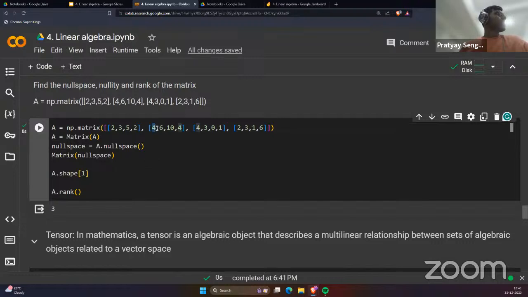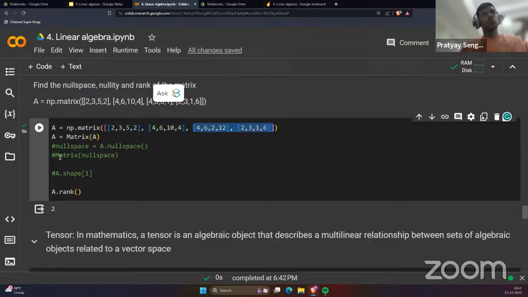If you had 4, 6, 10, 4, let's change this and try again. Let's say this could be 4, 6, 2, 12. So this is twice of this. Let's see one by one how all those things change. Now I have reduced the rank to 2, because these two are linearly dependent. So the rank is 2, total is 4, so nullity is 2.